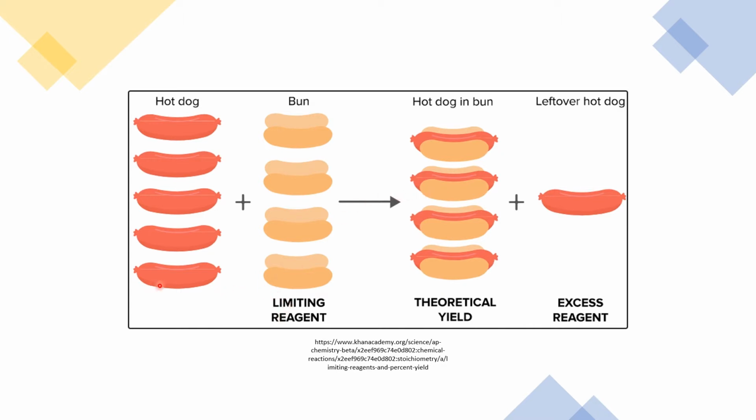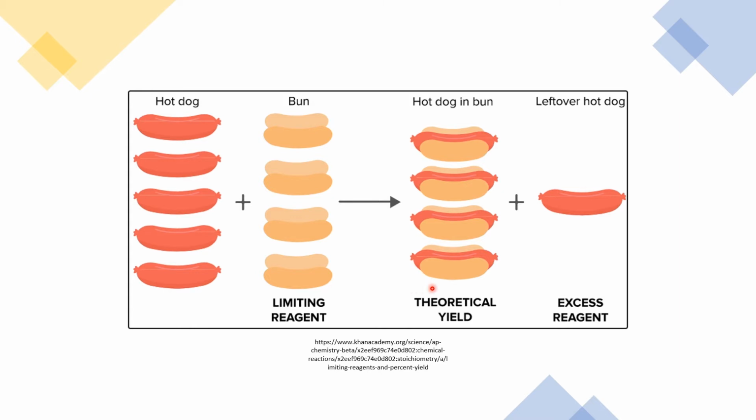If you don't have the exact same number of hot dogs or sausages and buns, then you're not going to be able to make the maximum amount of hot dogs at the end. So in this instance, we have one more sausage than we do buns. So at the end, we end up with 4 hot dogs and 1 leftover hot dog. The limiting reagent is the thing that stops the process or the formation of hot dogs right in its tracks. Once we've used up all of those buns, no more hot dogs can be made.